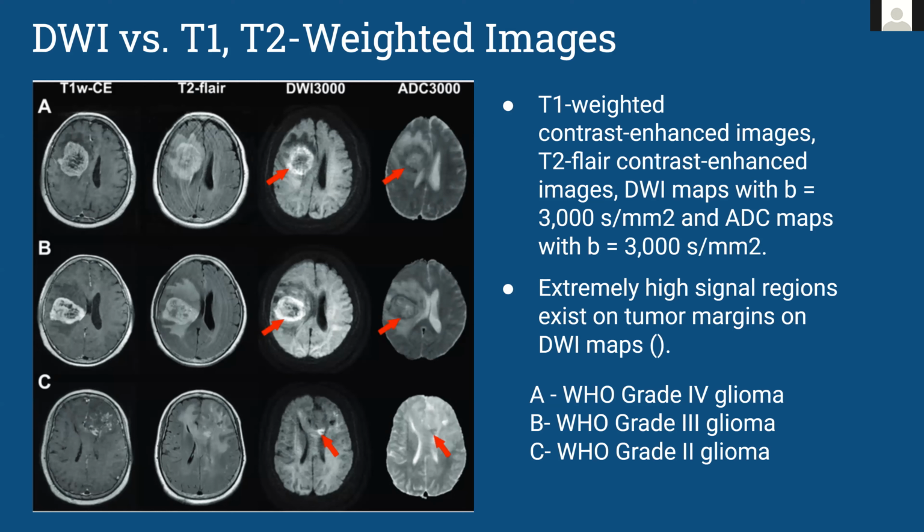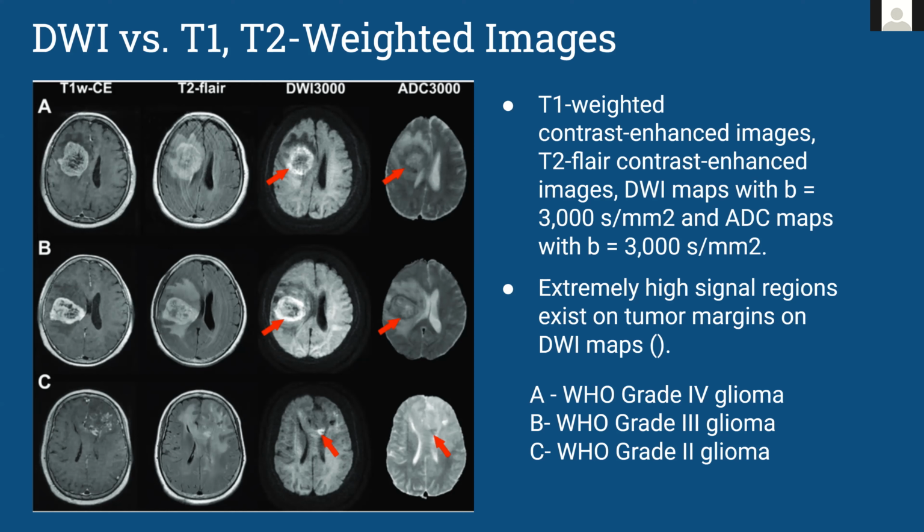So to give you a visual representation of what Rosie was speaking about, we have the T1 and T2 weighted images, the DWI image, and the ADC map of 3 grades of gliomas. A represents grade 4, B represents grade 3, and C represents grade 2 gliomas.